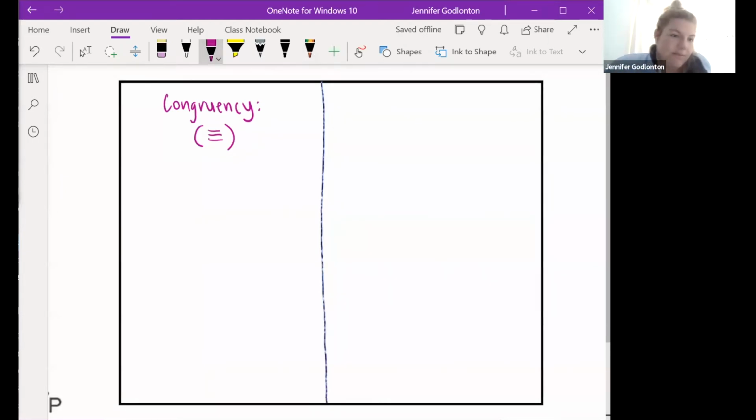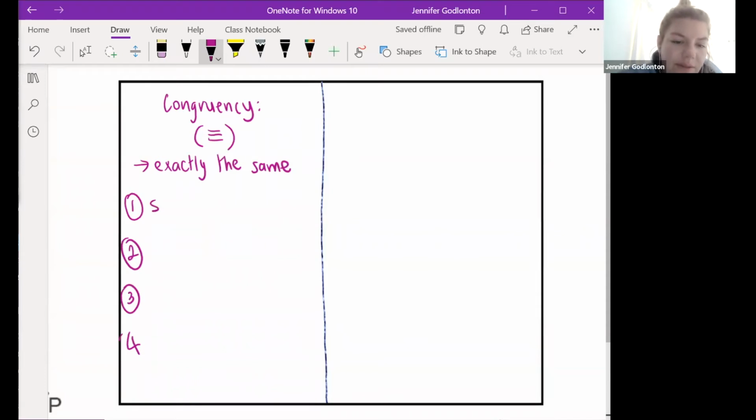What does congruency mean? Who can give me a nice easy sentence on what congruency means? Something super simple, something easy to remember. What does it mean when two triangles are congruent? Yes, great, perfect. When two things are congruent, they are exactly the same. So one is exactly the same as the other. Now, if we're trying to say that two triangles are congruent to each other, they have to fulfil one of four cases of congruency.